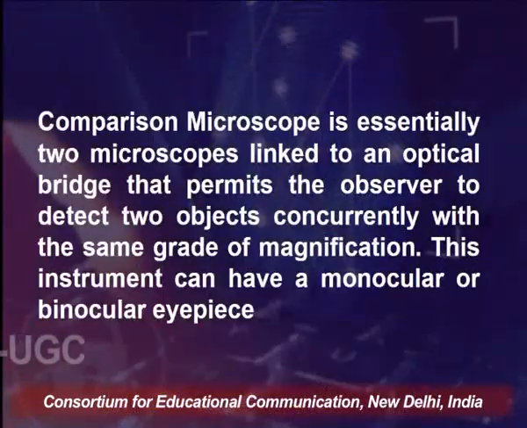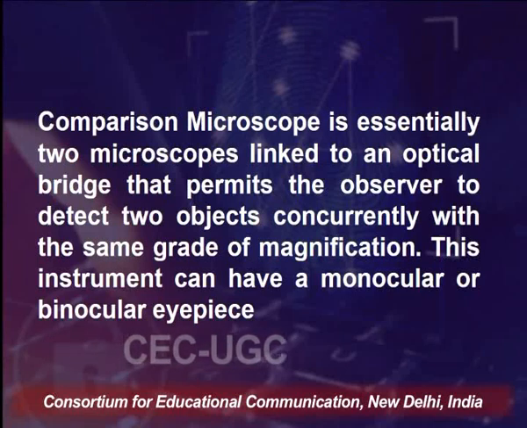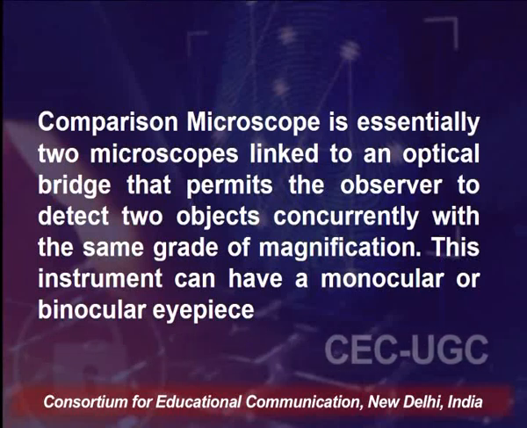The major instrument used in the field of forensic ballistics is a comparison microscope. A comparison microscope is a device which is used to analyze side-by-side specimens. It contains two microscopes which are linked by an optical bridge, which results in a divided view window, enabling two separate objects to be viewed simultaneously, with the same grade of magnification.